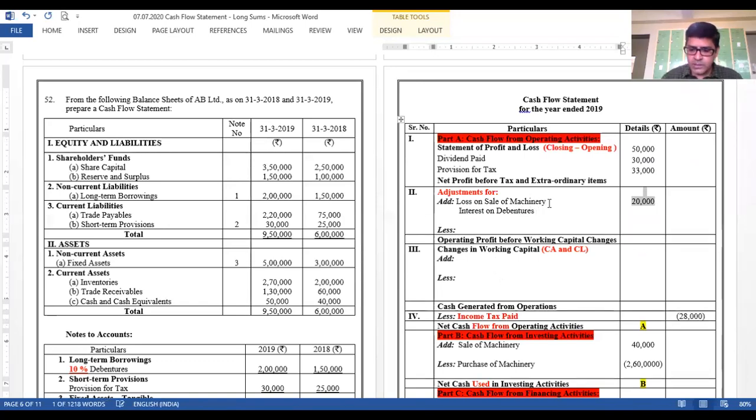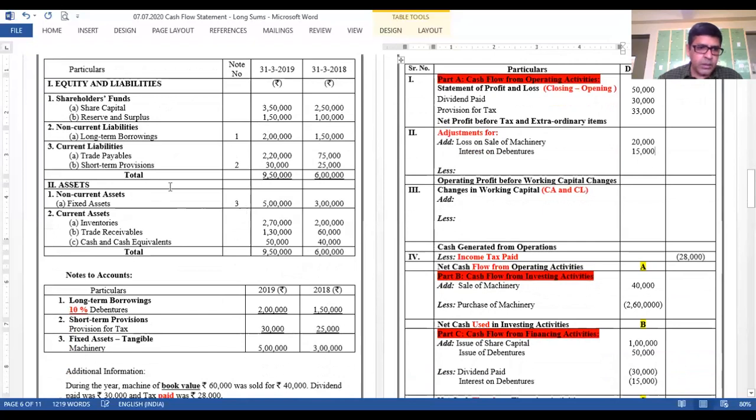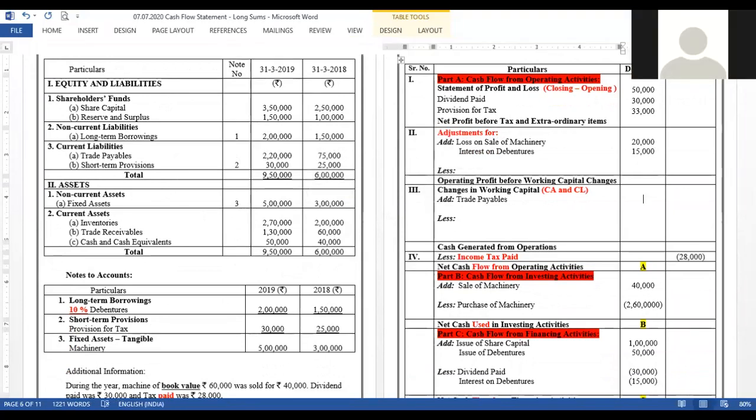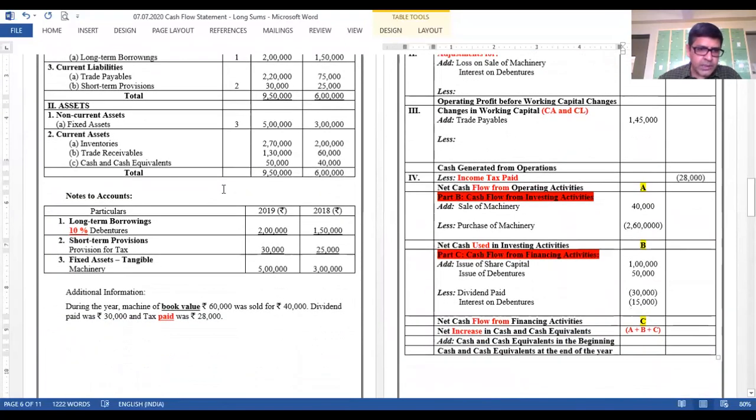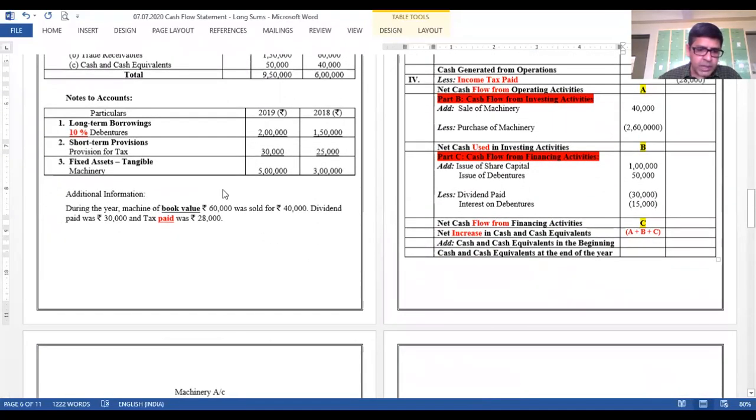Interest on debentures amount is 15,000. Okay, so we are done with the long-term borrowings, right? Trade payables, there is no notes to accounts, but it has increased from 75 to 2,20,000. Can you tell me the difference, please? 1,45,000. Okay, that's fine. Short-term provisions. Okay, the short-term provision is provision for tax. So we are done with that part also.